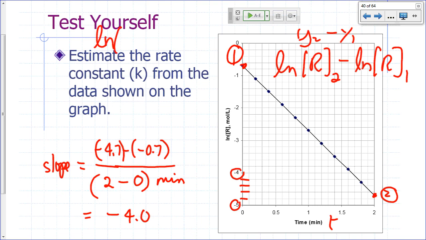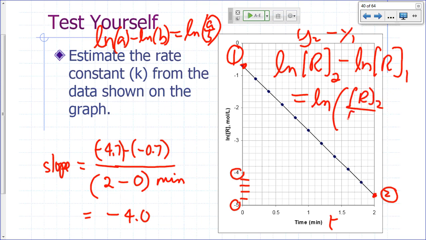Natural log of A minus natural log of B. The difference of 2 logs is equal to the log of the quotient, right? So that's the natural log of A over B. So this is going to be natural log of R2 over R1. So what's the unit for your numerator then? Concentration over concentration. So what's the unit for this thing? Unitless, right? A concentration term divided by a concentration term.